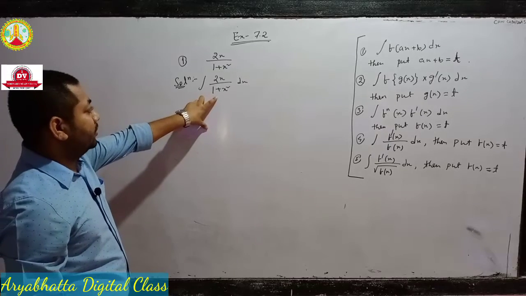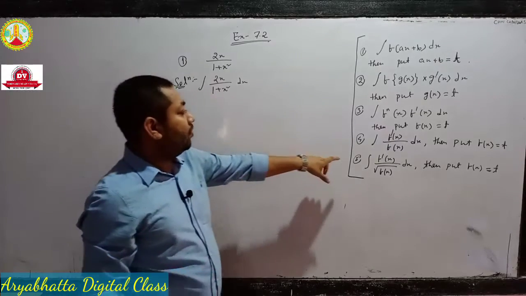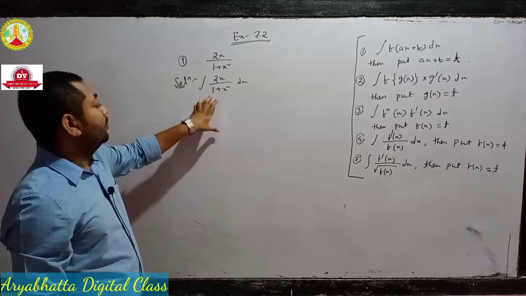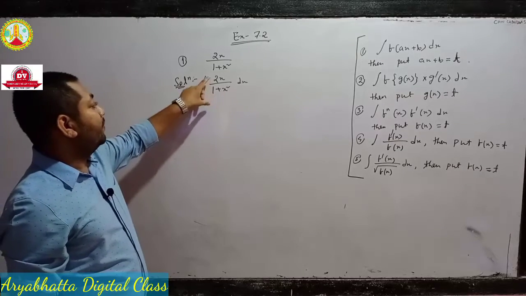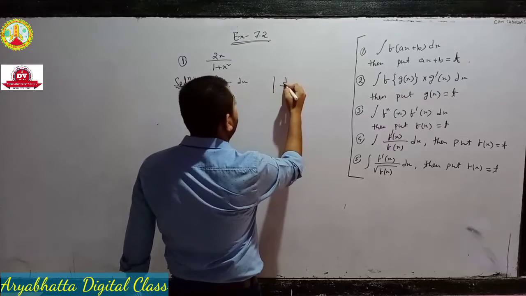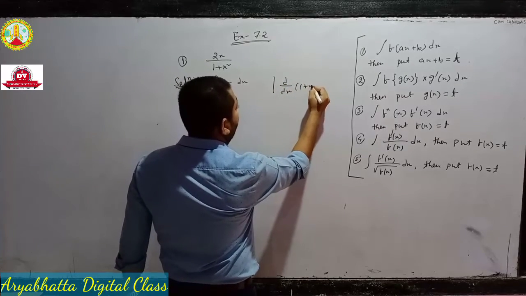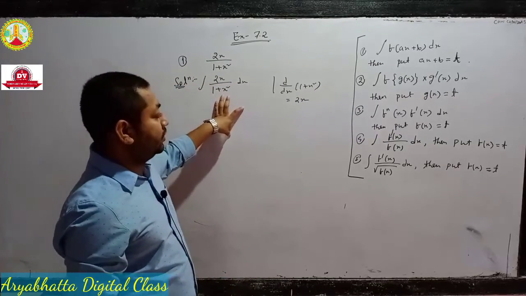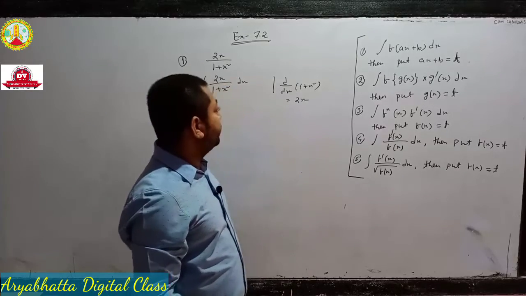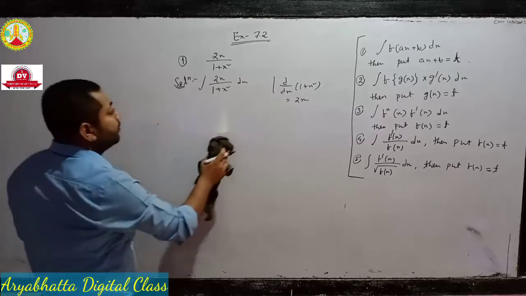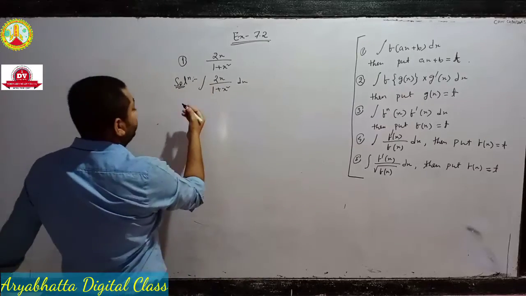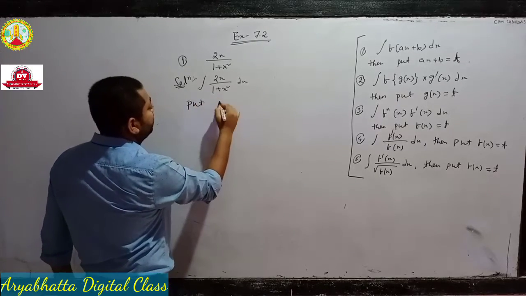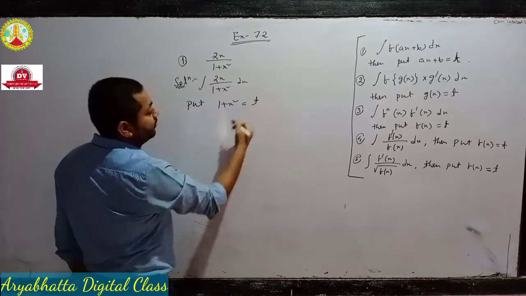Here, this function is of the form integration f dash x divided by f of x dx, because if we differentiate the denominator 1 plus x squared, we have 2x. Therefore, we substitute, put 1 plus x squared equal to t.